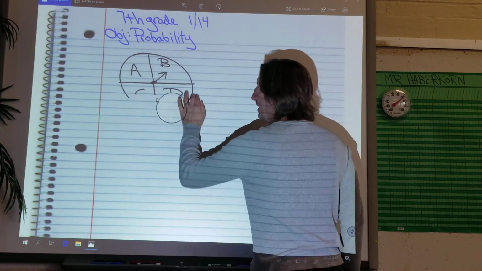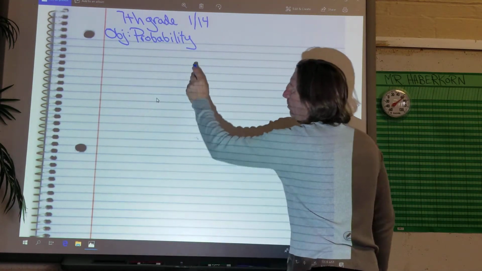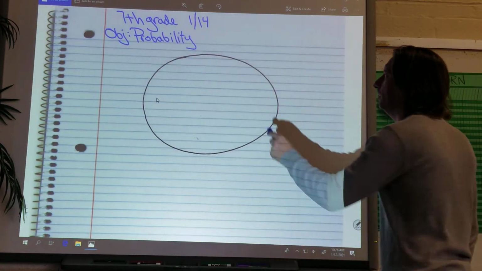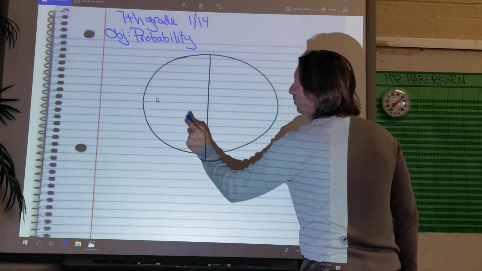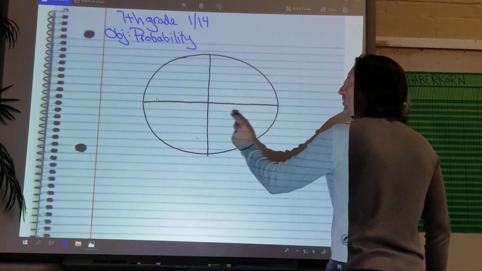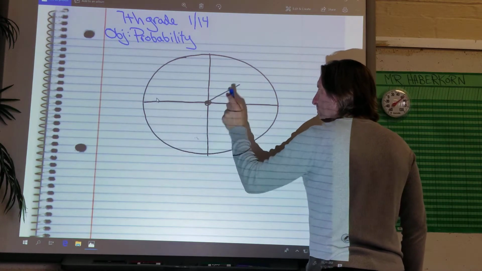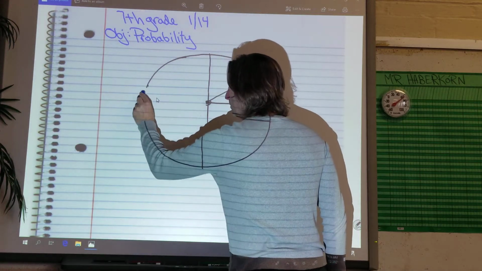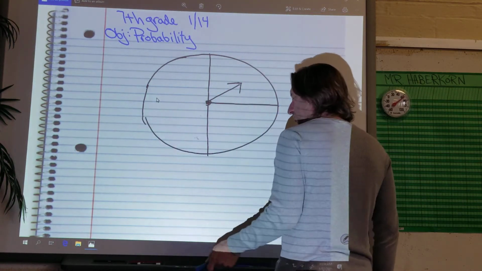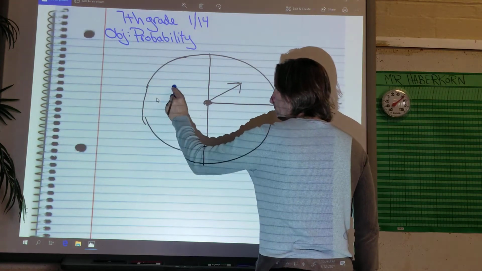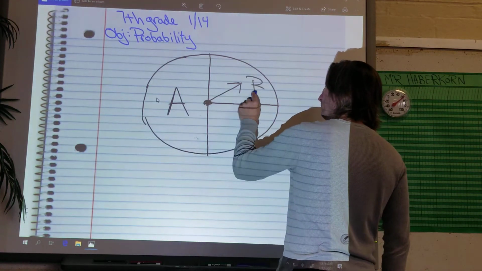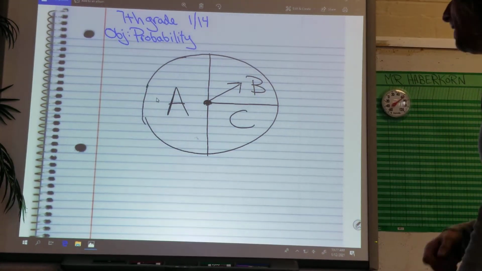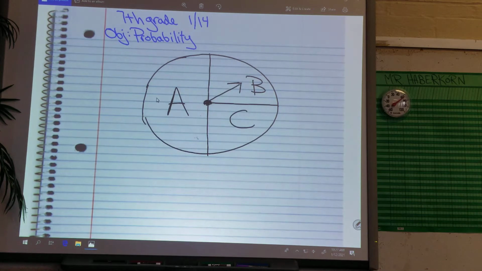Now where they get tricky, I'm going to draw this one really big so we get the idea of it. Sorry if my circle's not very good. It's more like an egg. Pretend it's a circle. Okay. So here's a different spinner. Now the thing with this spinner, there's 3 spots, but they're different sizes.